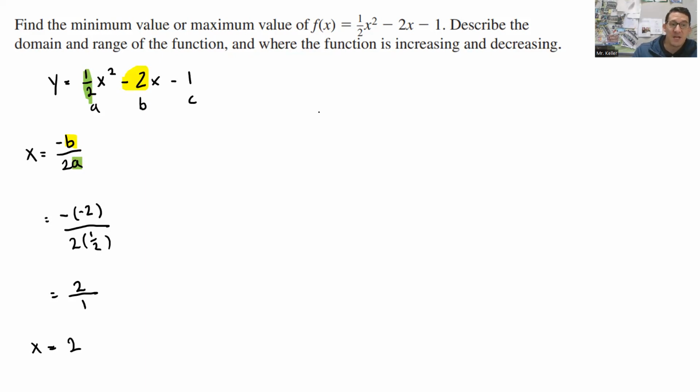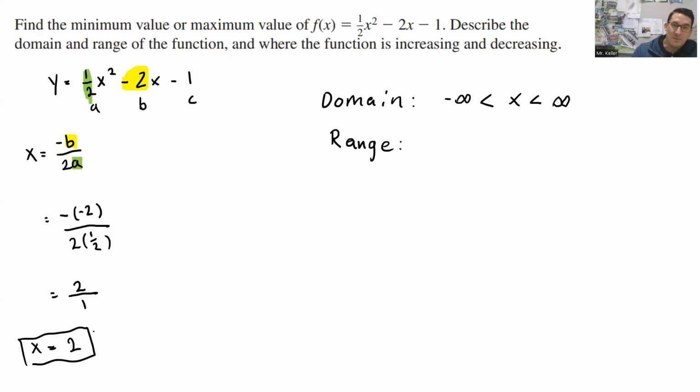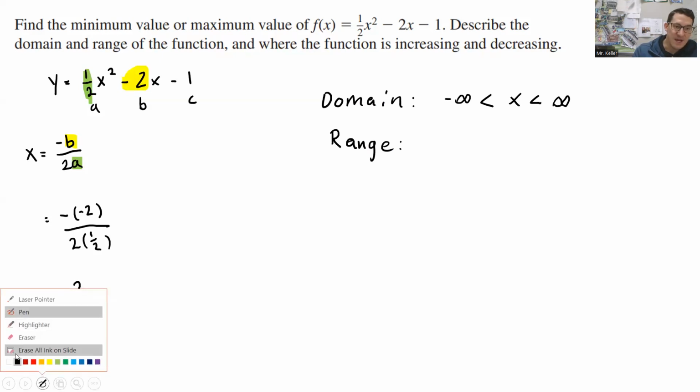The domain and range of the function. Since this is a minimum, the domain, actually for all of these, for quadratics, the domain can be all real numbers. So we're going to use inequality notation. So the x's can go from negative infinity to positive infinity. The range, since this is a minimum value here, we need to find the y values that it cannot go below.